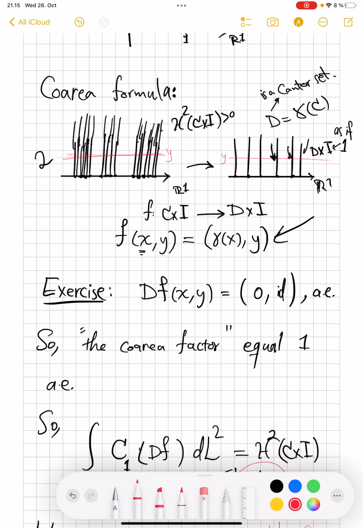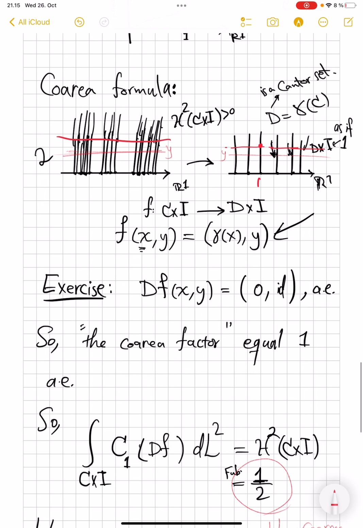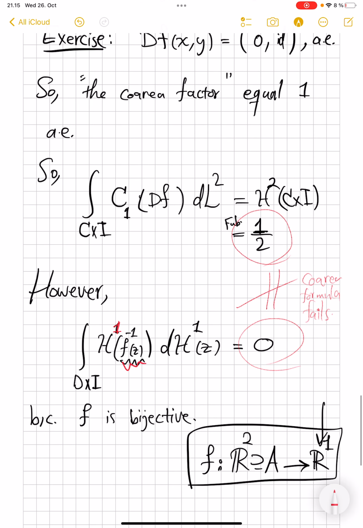And just a quick point on bijective: if you take a point here, first of all, the pre-image must be somewhere here, but then if this is gamma of x, there's only one x mapping to that because gamma is bijective. That's why here F inverse of y is just a singleton.